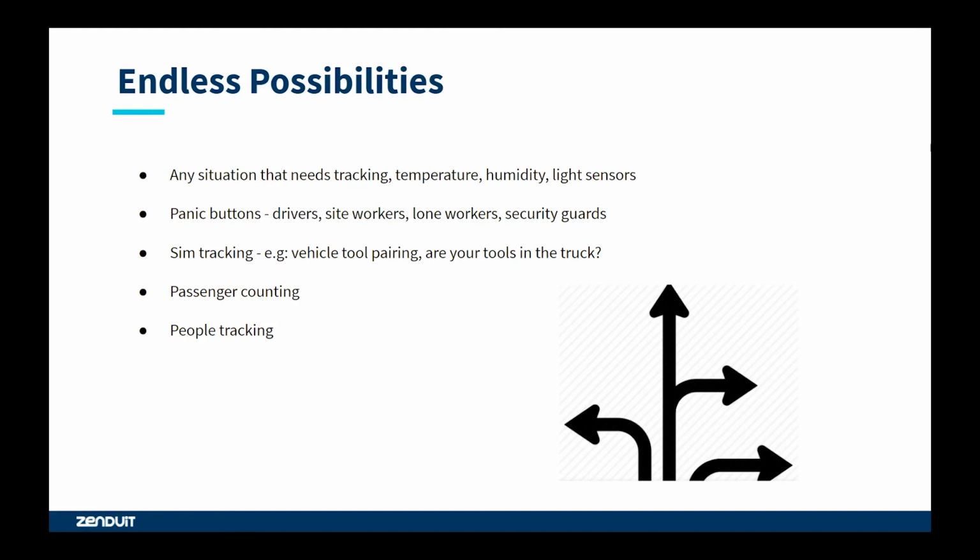The roadmap is going into SIM tracking as well, so these can be put into vehicles and go on SIM. Right now they're on Wi-Fi, so they plug into the wall for indoor and connect to the Wi-Fi. And again, passenger counting, that's something with congregation. Same with people tracking.